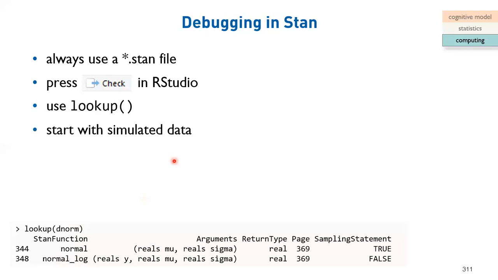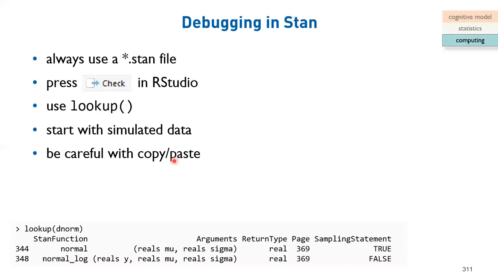Good. And then the fourth one, I told you already, start with simulated data. You have a ground truth. You know what is correct, and then you simulate data, and you feed the model the simulated data, and then you see if the model is correct. This is also debugging.